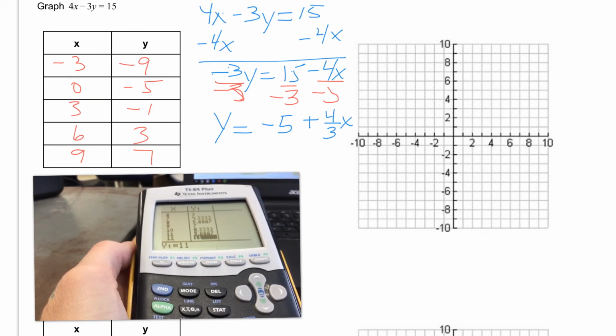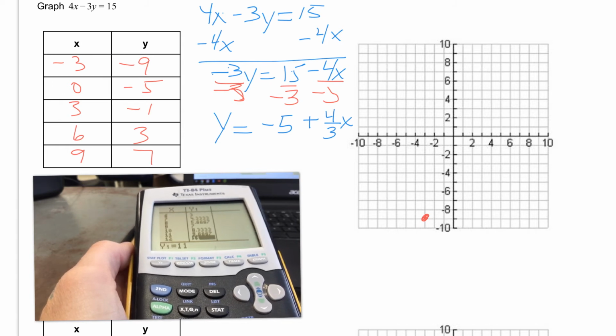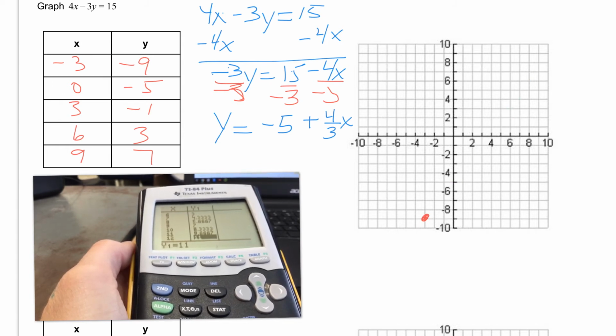Now that I have my points, I'm going to go ahead and plot them on my graph. So I have negative 3, negative 9, 0, negative 5 is right here, 3, negative 1, 6, 3, and 9, 7. Remember, when you draw your lines, I want them to be straight. You can use your ID as a nice straight edge. I don't have that luxury here with my videos, so I'm going to do the best that I can, and I get my straight line.